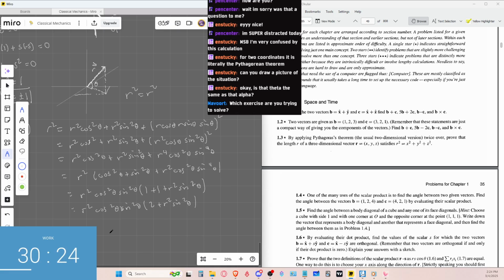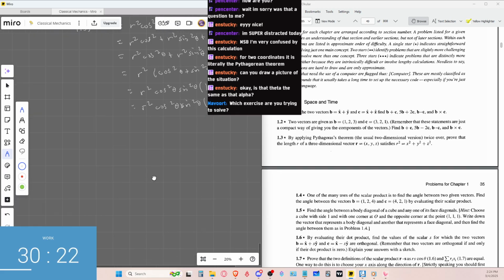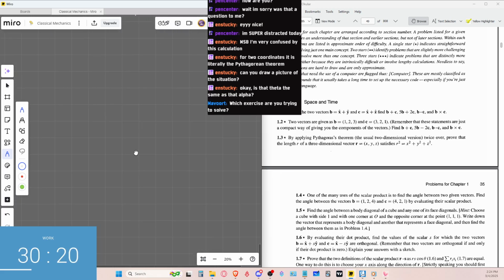Maybe I'll move on to problem 7, because this problem is kind of... Oh, did we reach the bottom already? Oh, there is no bottom. Okay. I was about to say it's supposed to be an infinite scroll down.